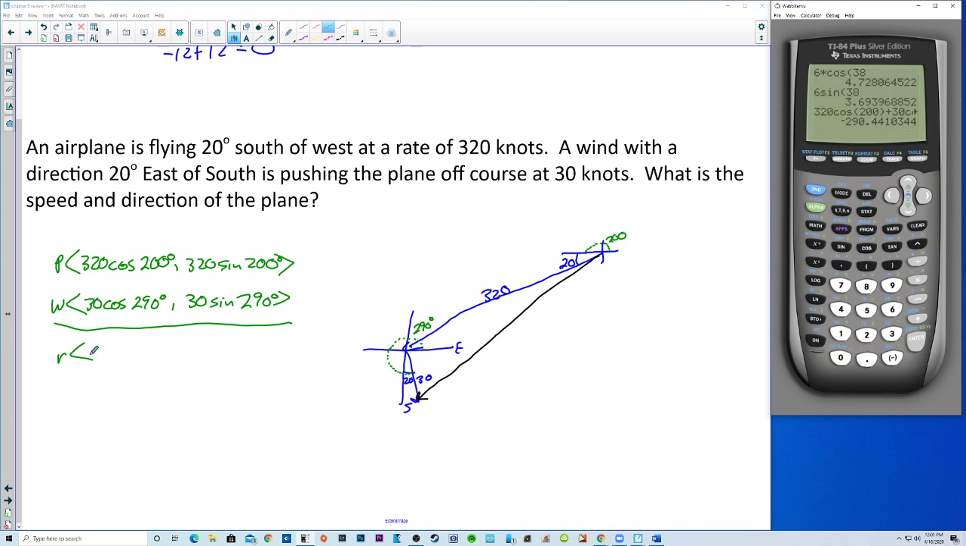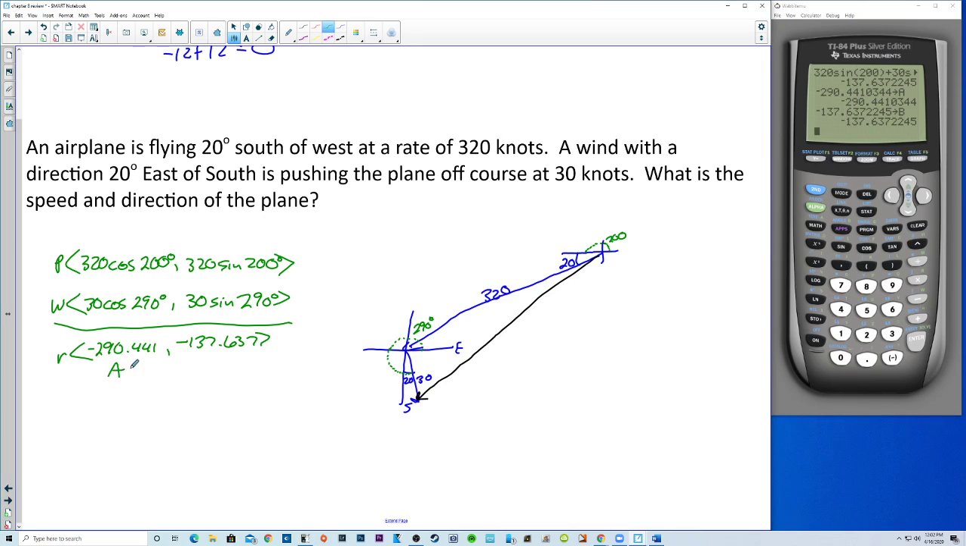And we get negative 290.441, comma, and then 320 sine of 200 plus 30 sine of 290, which is negative 137.637. Oh, I need to store those. I'm going to go back up and store those. So store this in A. Let's go to this one, and we're going to store that in B.